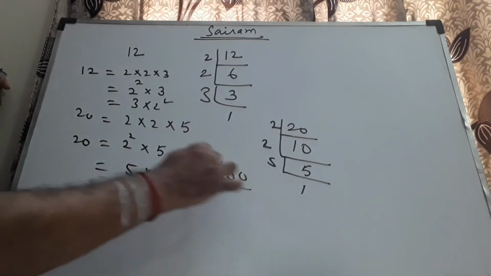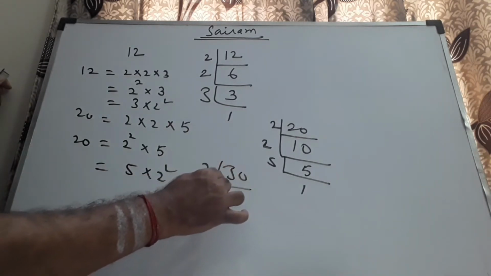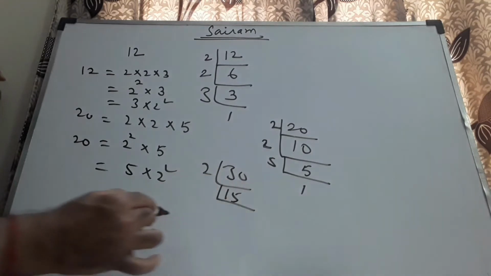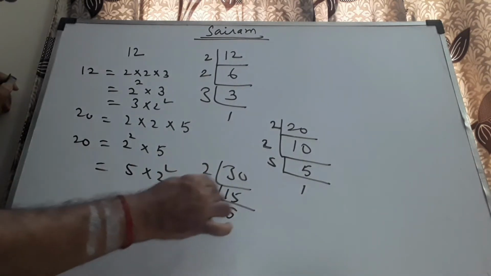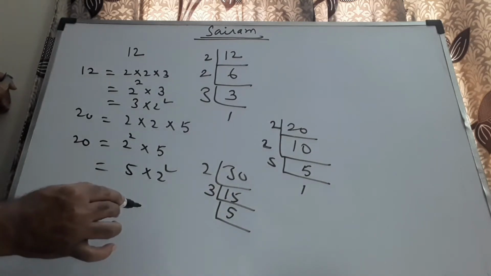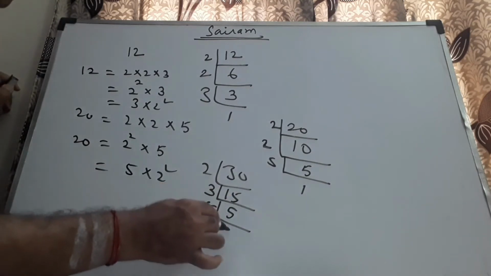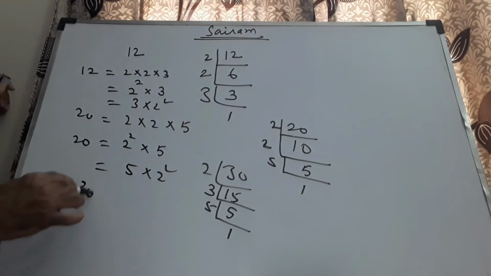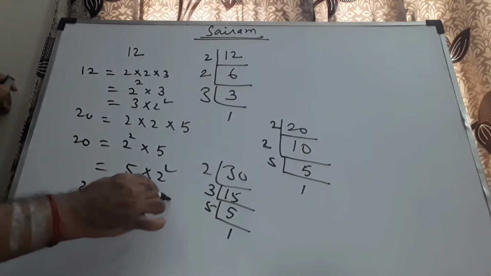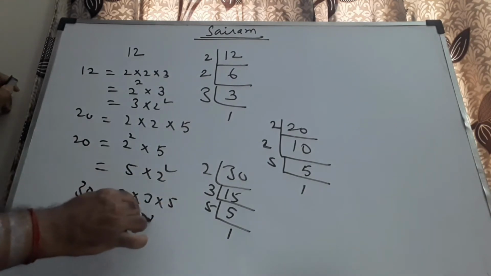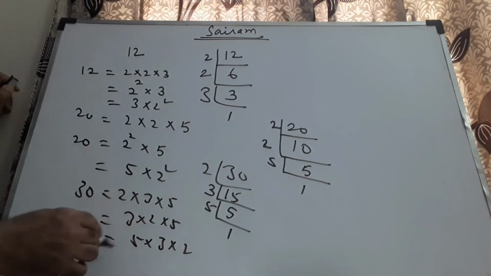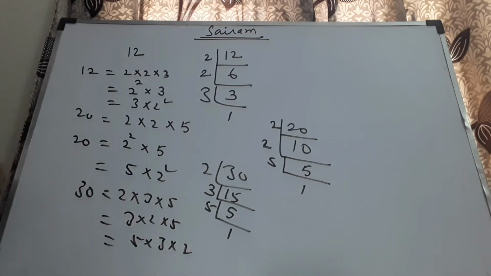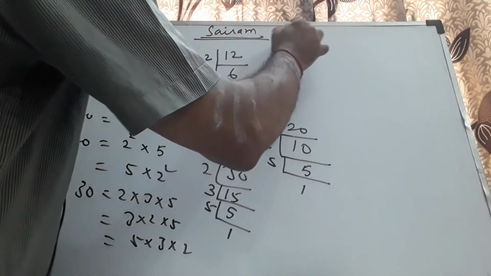Take 30, let us say. 30 divided by 2 is 15. I can divide this by 3. 15 divided by 3 is 5. 5 divided by 5 is 1. Now 30 can be written as 2 into 3 into 5. Or I can even write it as 3 into 2 into 5. Or I can write it as 5 into 3 into 2. Or I can write 5 into 2 into 3. The order doesn't matter.